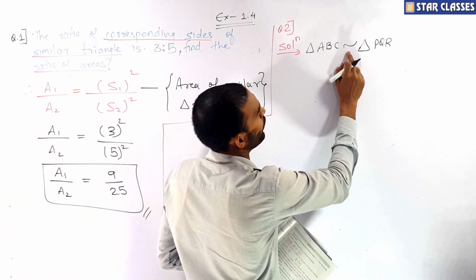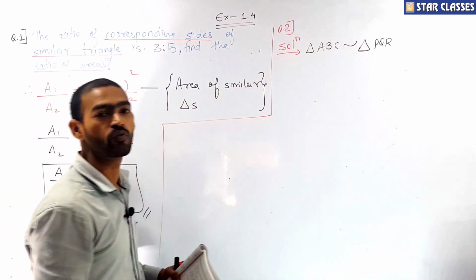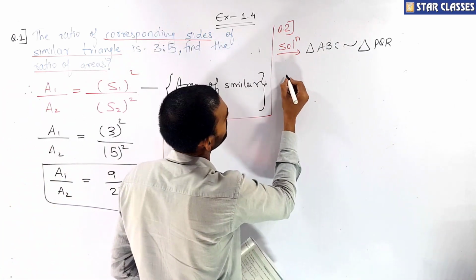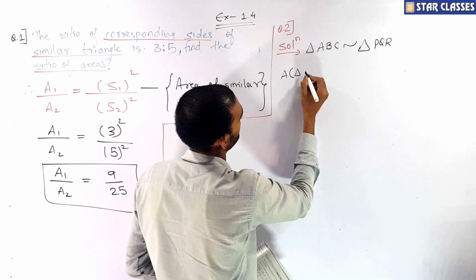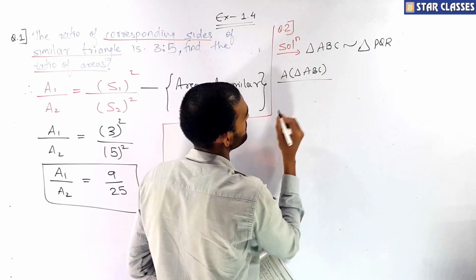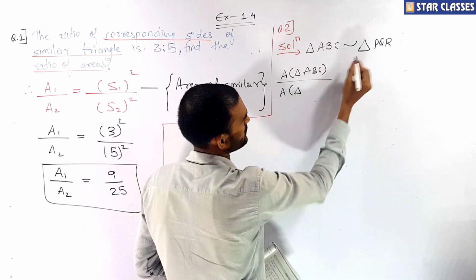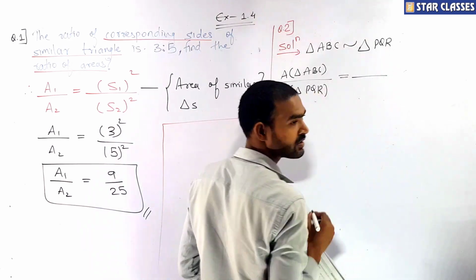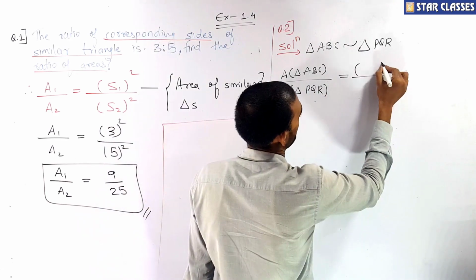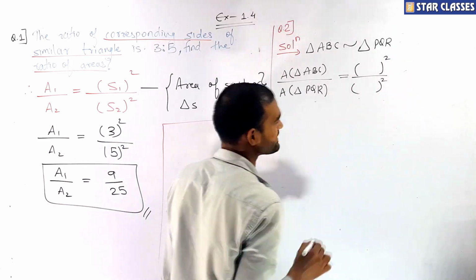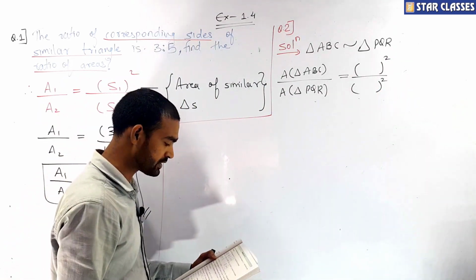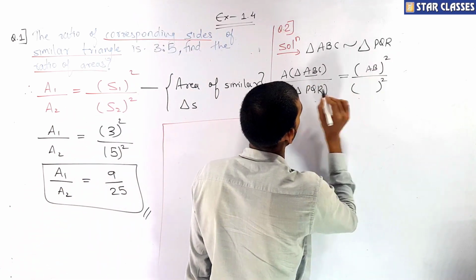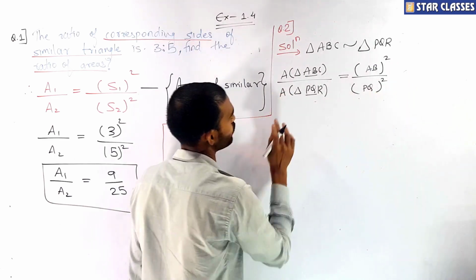So when two triangles are similar, which property will we use? We will use this property, area of similar triangles. What is that property? We'll write here: area of triangle ABC upon area of another triangle, that is PQR, is equal to what? Is equal to the square of their corresponding sides. Now do we know the values? Yes, values are also given. The first side is AB, so we'll write here AB squared, second side is PQ squared.